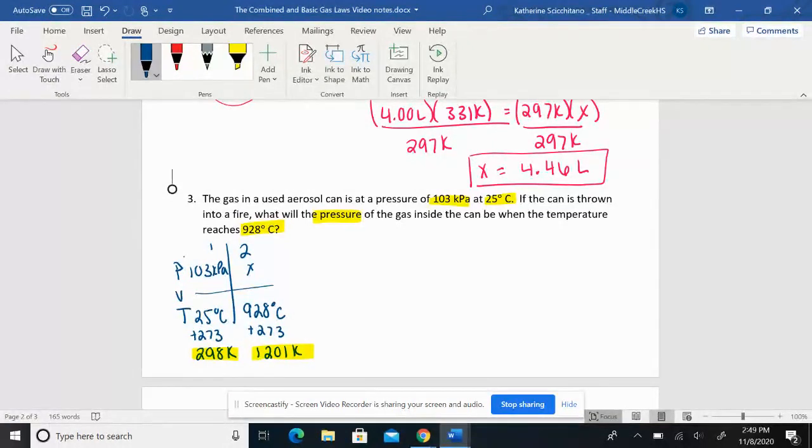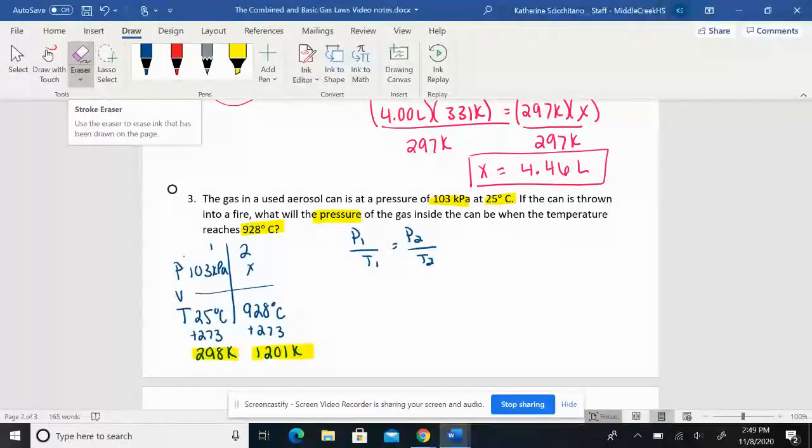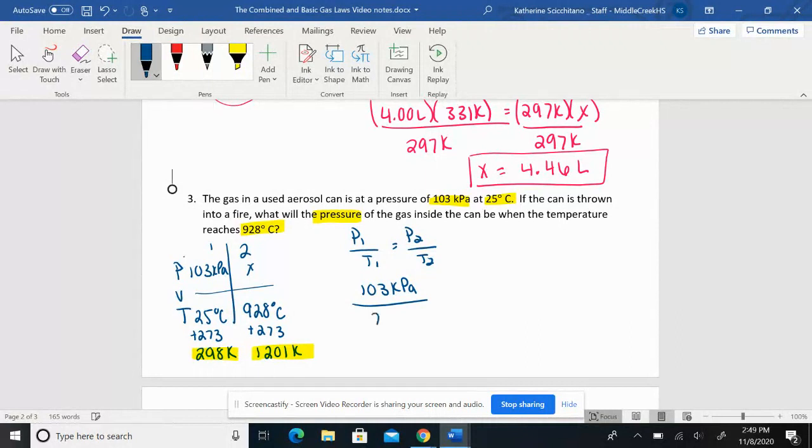So we always start off with our combined gas law. So P1V1 over T1 is equal to P2V2 over T2. Since volume is not being used here, it remains the same. We can go ahead and get rid of that variable in our equation, and we end up with Gay-Lussac's law with pressure and temperature. So I'm going to start plugging in my numbers. I know I have a P1, and that was 103 kPa, and my original temperature was 298 Kelvin. I don't have a second pressure, so that's my X, and then I have a second temperature, 1,201 Kelvin.